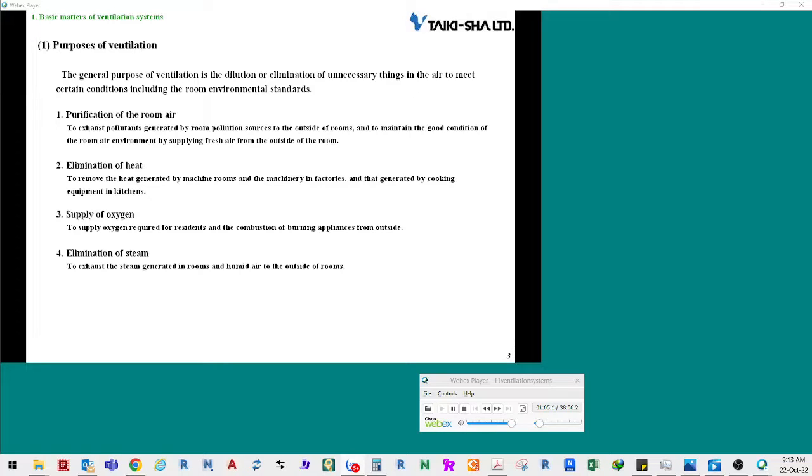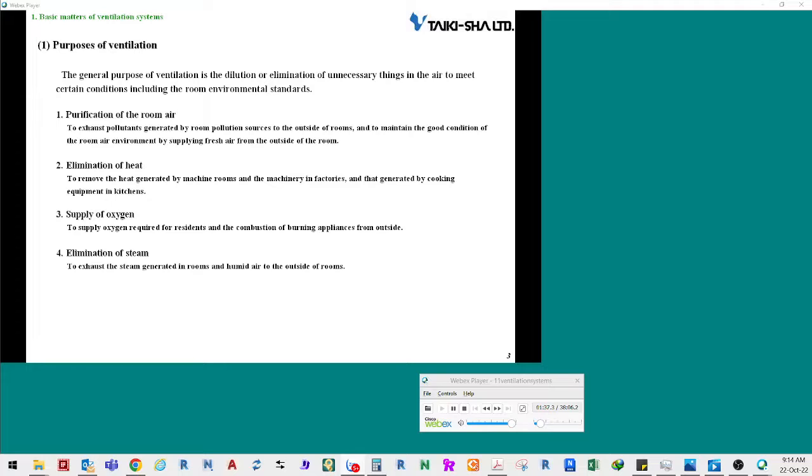1. Purification of the room air. To exhaust pollutants generated by room pollution sources to the outside of rooms, and to maintain the good condition of the room air environment by supplying fresh air from the outside of the room. 2. Elimination of heat. To remove the heat generated by machinery in factories and machine rooms, and that generated by cooking equipment in kitchens.